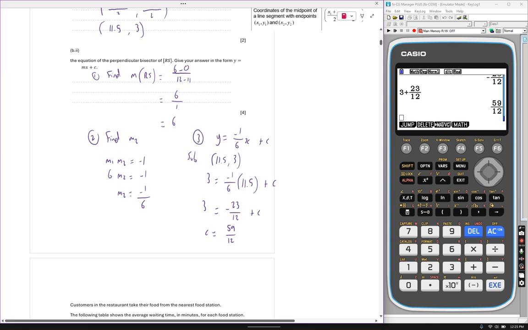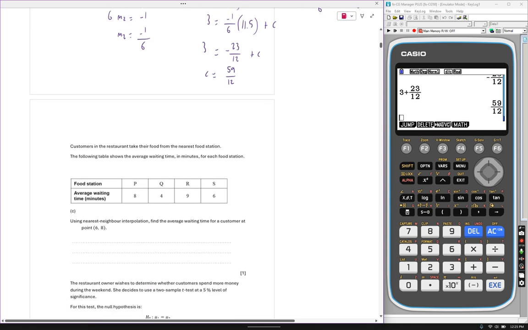Final step, let's do it just up here. Final step is to actually state what the bisector equation is. So this is for the bisector of RS. We are going to have y equals -1 over 6 x plus c, which we just figured out was 59 over 12. Okay, multiple steps to that. So that one is worth 4 marks.